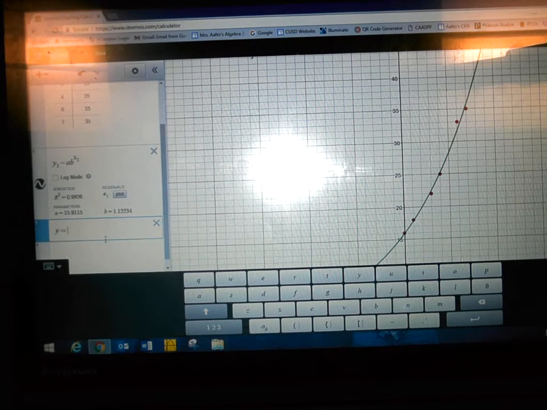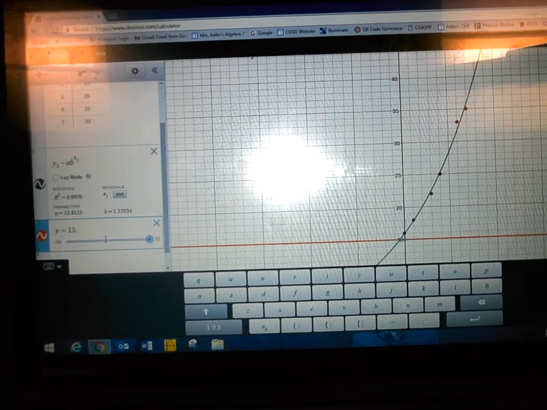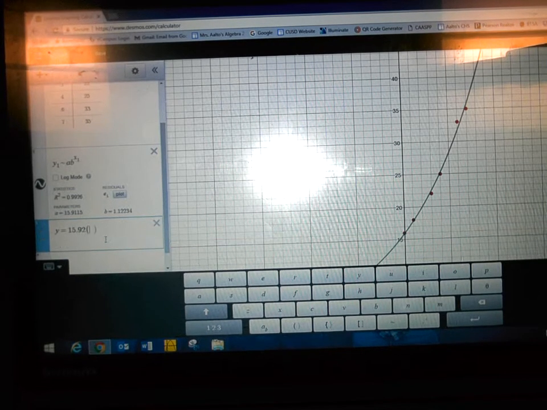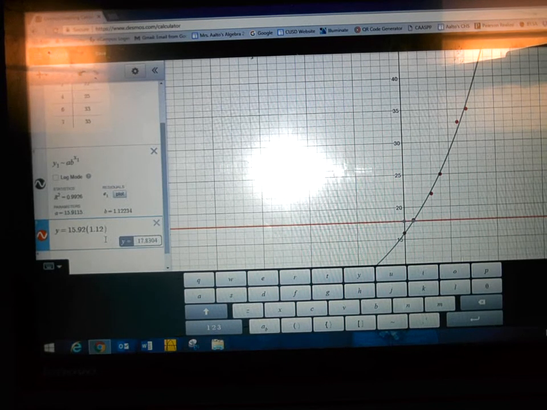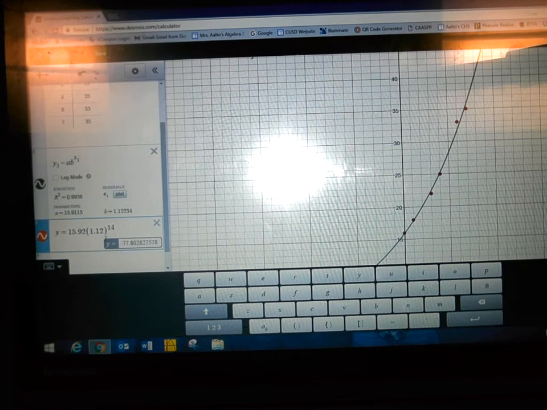I got something different. 15.92. I didn't round my A. So make sure that you do that as an exponent. Your 14 needs to be to the exponential power. You also want to make sure that the 14 is only touching the 1.12, which is why I put in parentheses. Okay, so how many cases will there be? 77.8. And so we would round that to be 78.